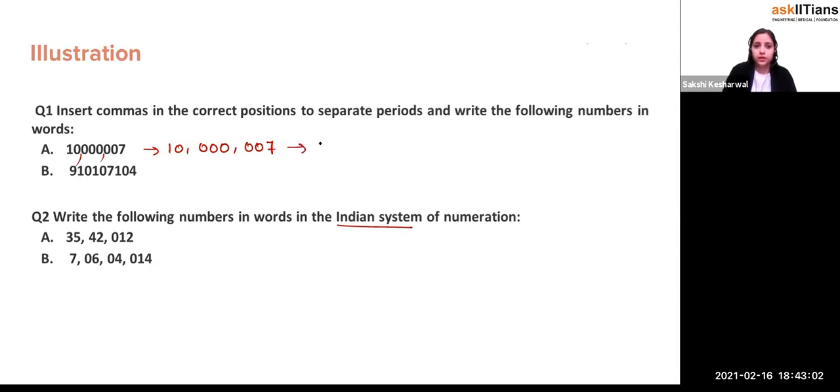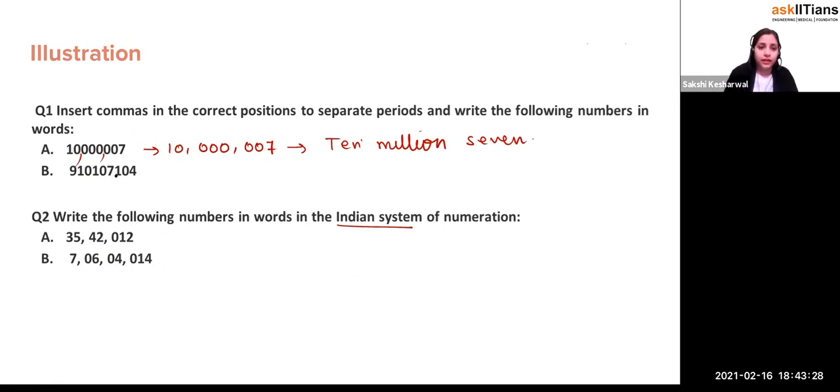So this is equal to what, beta? 10 million. I'm just writing very badly. Wait a minute. Okay, so this is equal to 10 million 7. That's it. 10 million 7. Or we can say this as equal to what, beta? This is equal to 1 crore 7. This is all you can say.